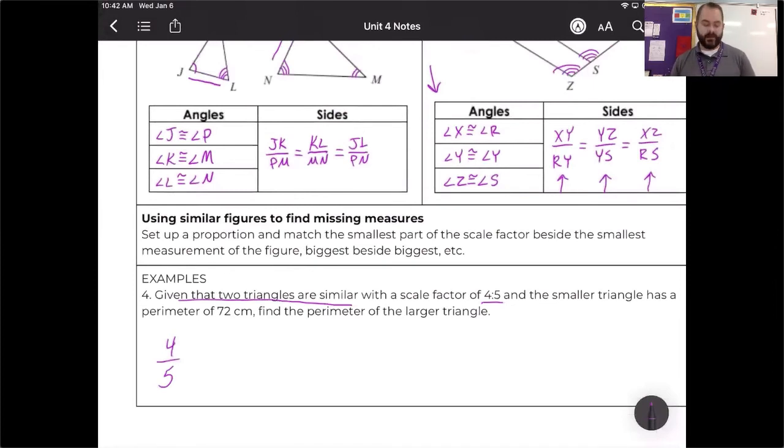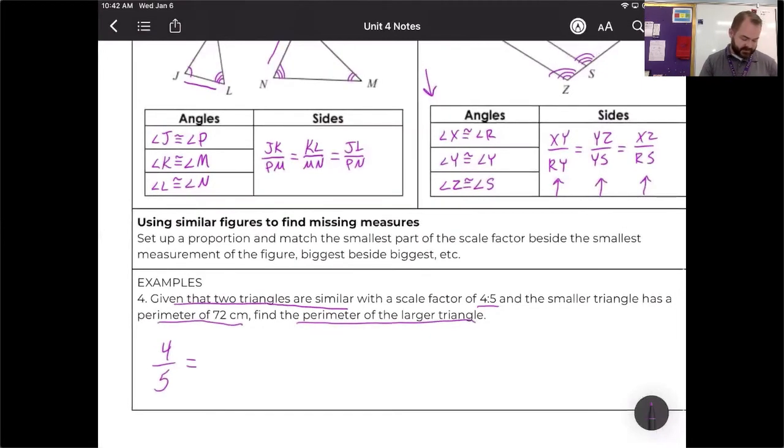The smaller triangle has a perimeter of 72 centimeters. We can find the perimeter of the larger triangle. We don't even need the pictures to do this because remember, perimeter follows the same ratio as the scale factor. So I'm going to set up a proportion, all right? So I'm going to do 4/5 must equal the perimeter of the smaller triangle over the perimeter of the larger triangle. Well, the smaller triangle has a perimeter of 72, so it needs to go in the place of the smaller number from the scale factor. And then I'm looking for the larger perimeter. I'll call it P instead of X, just because we're finding perimeter.